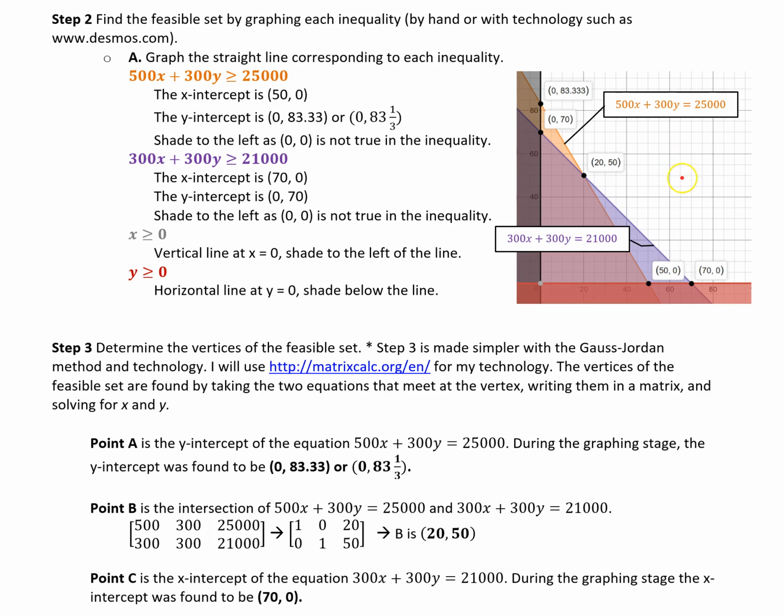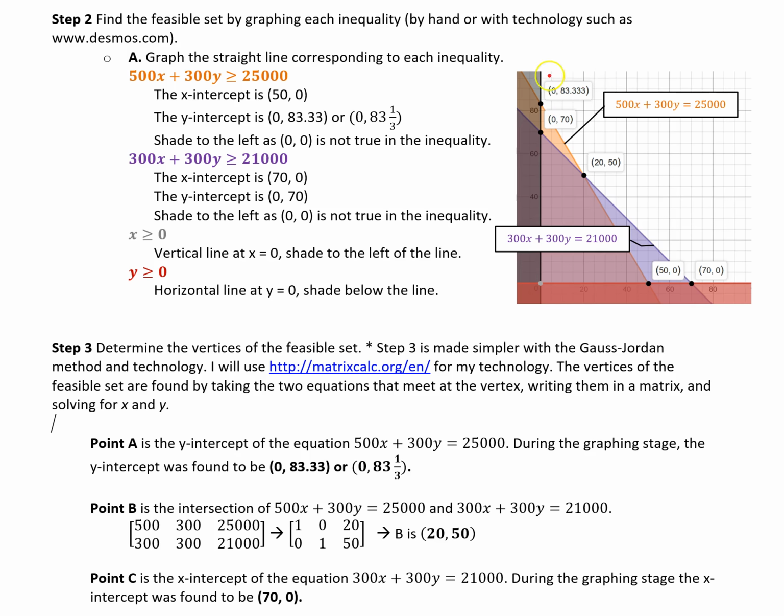But for our problem, we are trying to find the one ordered pair that gives us the least cost while meeting the order requirements. With Desmos.com, this is pretty simple. What we need to do is find the points of intersection, or the vertices of the feasible set.